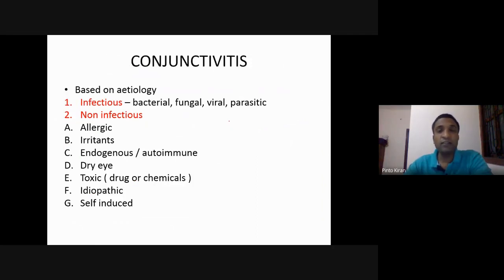Another way of classifying conjunctivitis is based on the cause. So based on the cause, whether it is infectious or non-infectious. What are the causes for infectious? Very simple: bacterial, fungal, viral, or parasitic. And what are the causes for non-infectious? Either allergic, irritants, endogenous. Many times we have discussed endogenous or autoimmune causes for conjunctivitis, dry eyes, toxic, or it could be because of an unknown etiology.